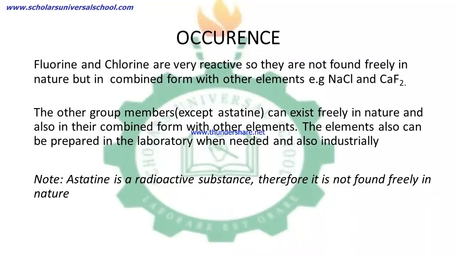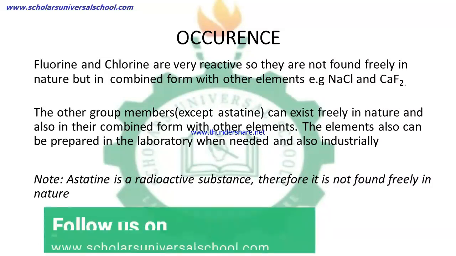Now to their occurrence in nature. Fluorine and chlorine are very reactive, so they are not found freely in nature, but in combined form with other elements. For example, chlorine exists with sodium in sodium chloride, the normal table salt we have, while fluorine exists with calcium in calcium fluoride, which is also known as fluorspar. Now the other members of the group, except astatine, can exist freely in nature and also in their combined form with other elements.